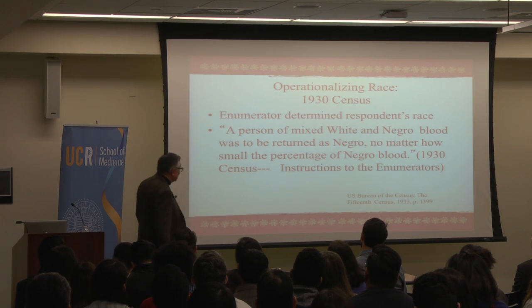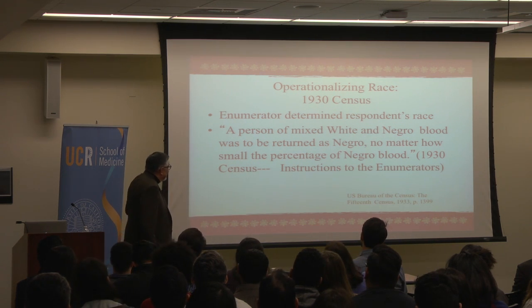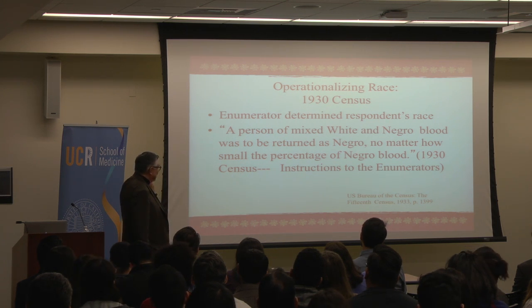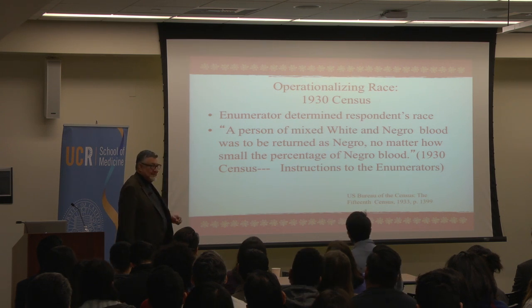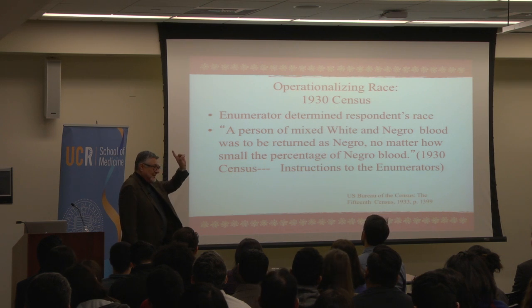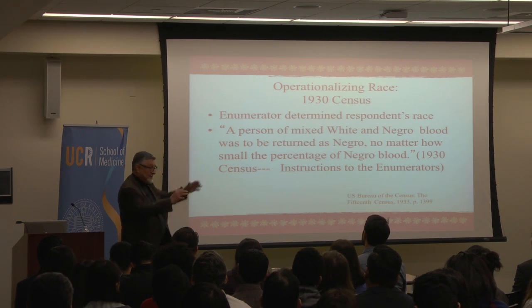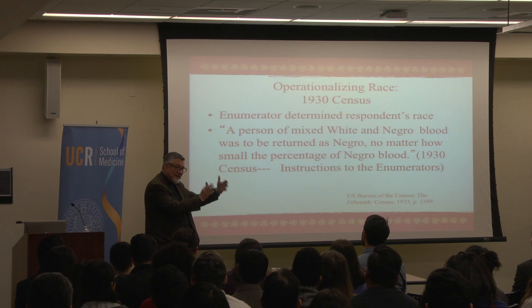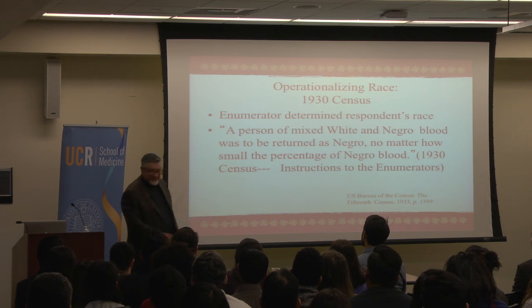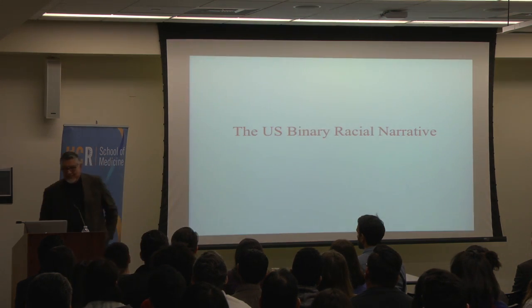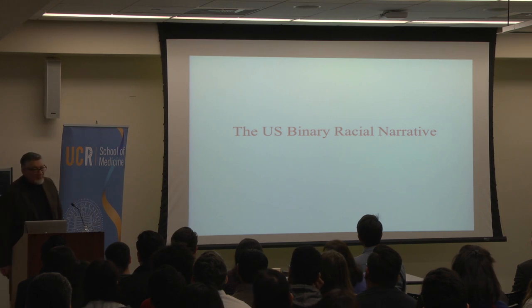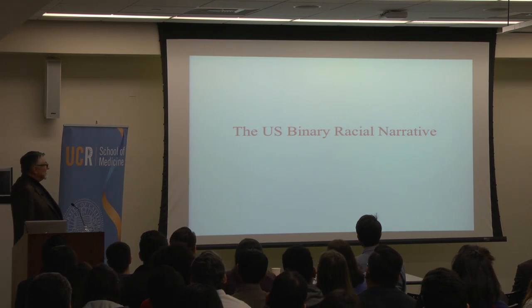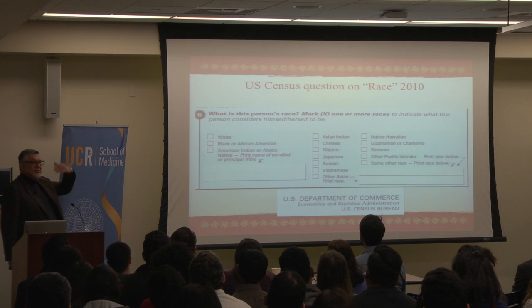Here are the instructions for the 1930 census. A person of mixed white and Negro blood was to be returned as Negro, no matter how small the percentage of Negro blood. The old one-drop rule. So all you need is one knowable black ancestor. You're black. You're all the way in that black category because they're binary, mutually exclusive. So this is the U.S. binary racial narrative.